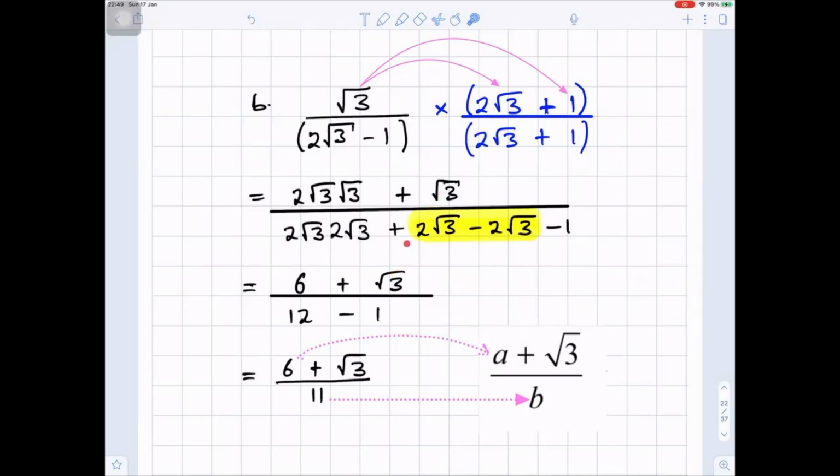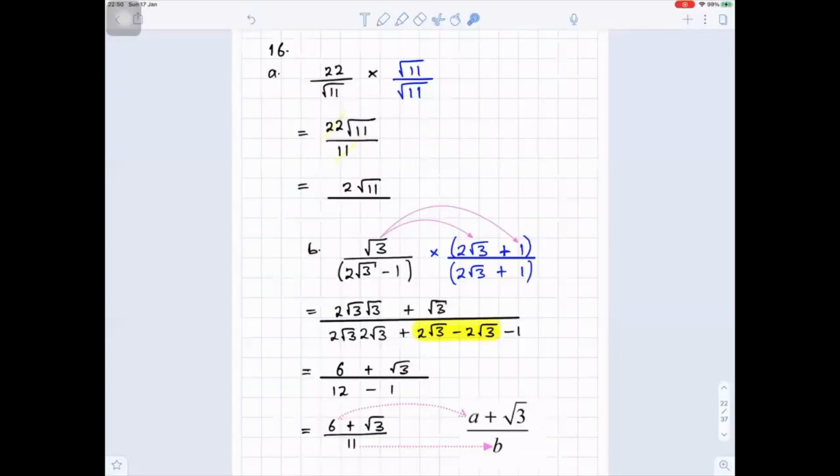In the denominator, 2 root 3 minus 2 root 3 is 0. And 2 times 2 is 4. Root 3 times root 3 is 3. So 3 times 4 gives you 12. So 12 minus 1 is 11. So it's 6 plus root 3 over 11. So the a is 6 and the b is 11. So that's your answer for question 16: 2 root 11 and 6 plus root 3 over 11.